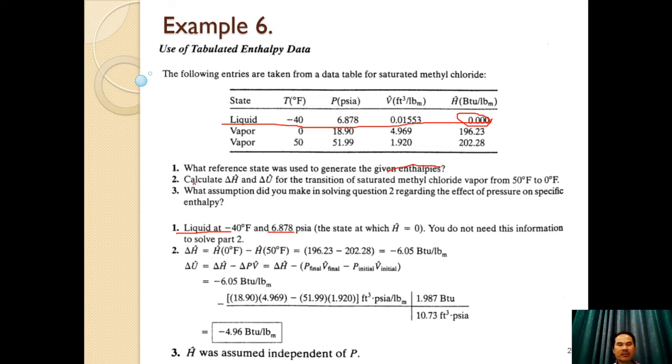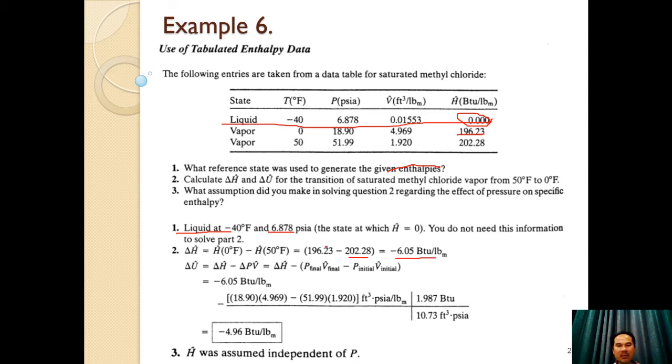Okay, the second question: calculate delta H and delta U for the transition of saturated methyl chloride vapor from 50 to 0 Fahrenheit. For this case, it means H at 0 minus H at 50. The vapor enthalpy at 0 is 196.23 minus 202.28. You get this value.